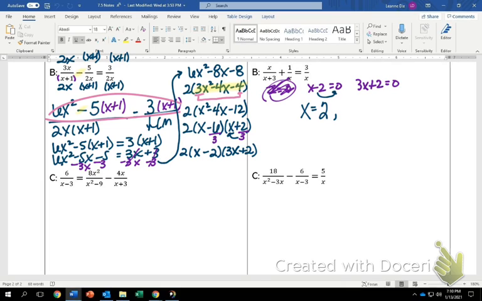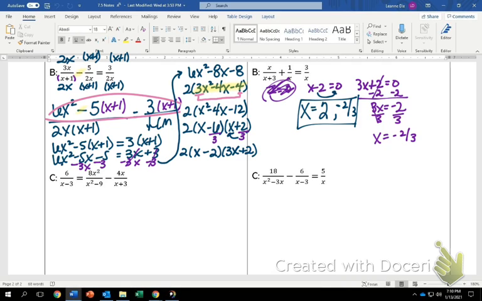And then I'm going to have to do a little bit of work with this 3x plus 2, but that's okay. Subtract that 2, we get 3x is equal to negative 2. Divide by the 3. That gives me a fraction of negative 2/3. So my solutions are going to be 2 and negative 2/3.